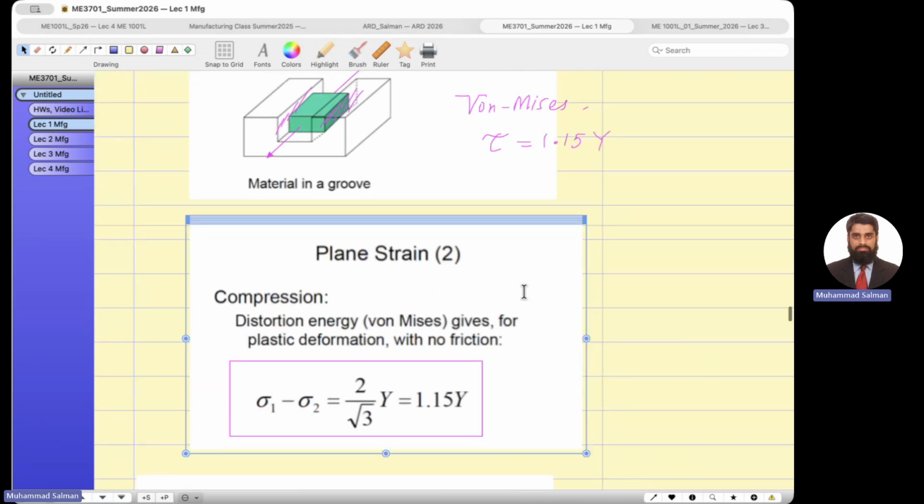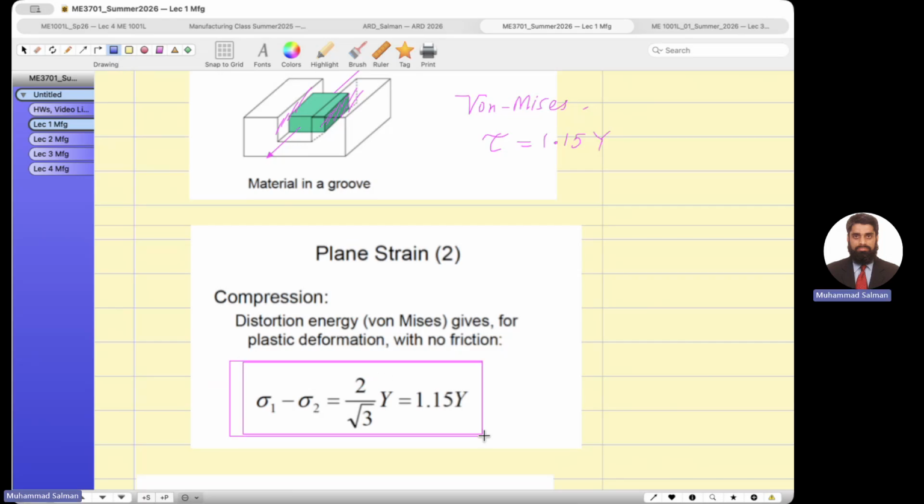I'm just reviewing. This is the von Mises stress. It says that when the distortion energy is very high, then the material starts yielding. And how high it should be, that is our criteria. So sigma flow should be equal to 1.15 times the yield stress. If that is the amount, then the material will start changing its ductility. It will go into the deformation process, you see.